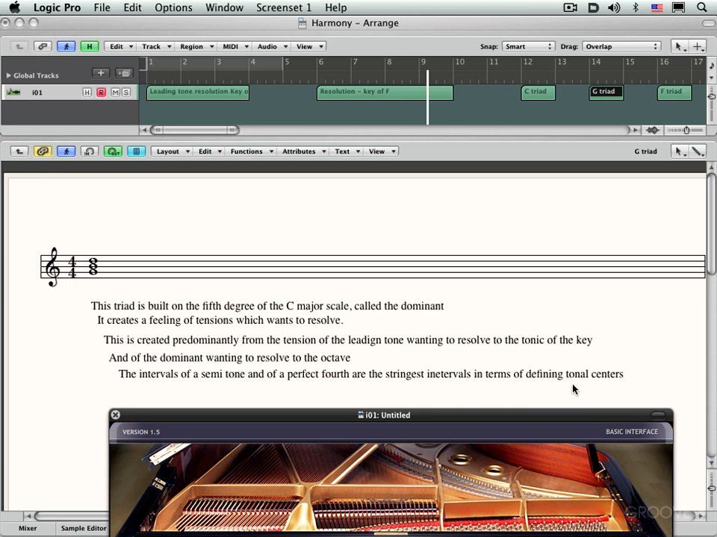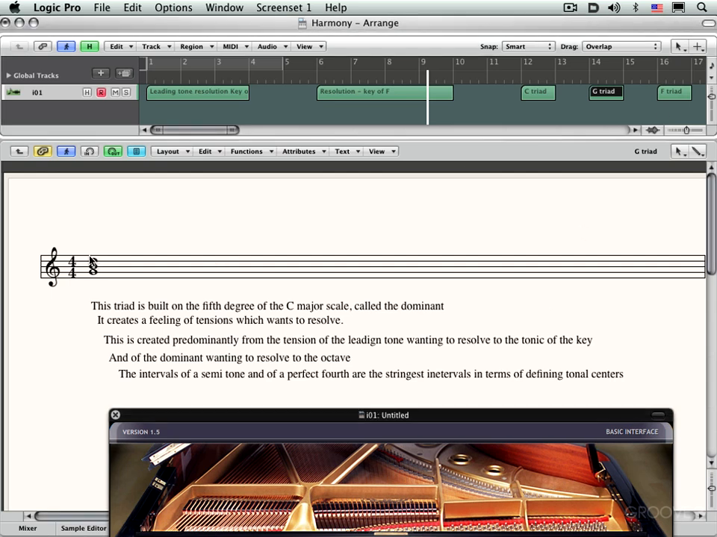So this is a strong pull as well as that. So that interval of a fourth from the dominant up to the tonic is a strong pull. And then we have the second degree of the scale over here, the D, which pulls us down to the tonic, to the C, the neighboring tone, or the passing tone, which wants us to go down. So this whole chord is really a series of tensions that want to be resolved.